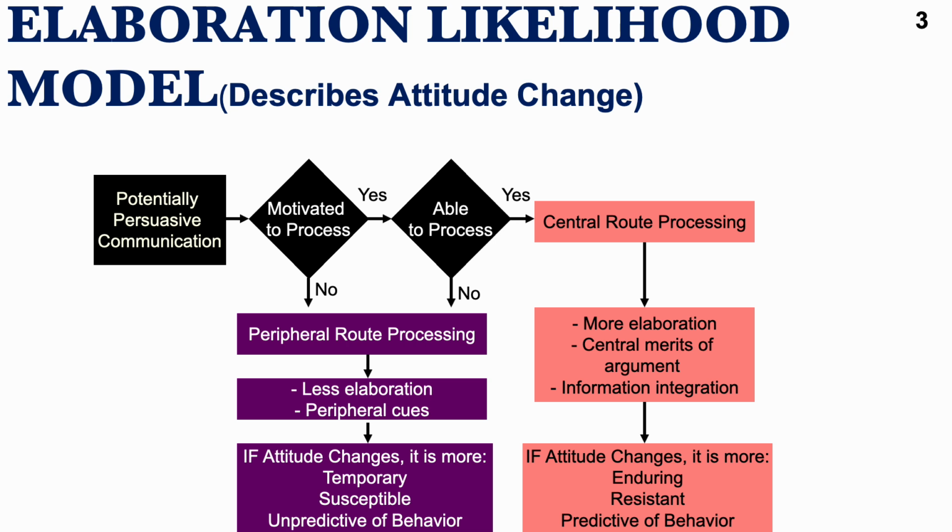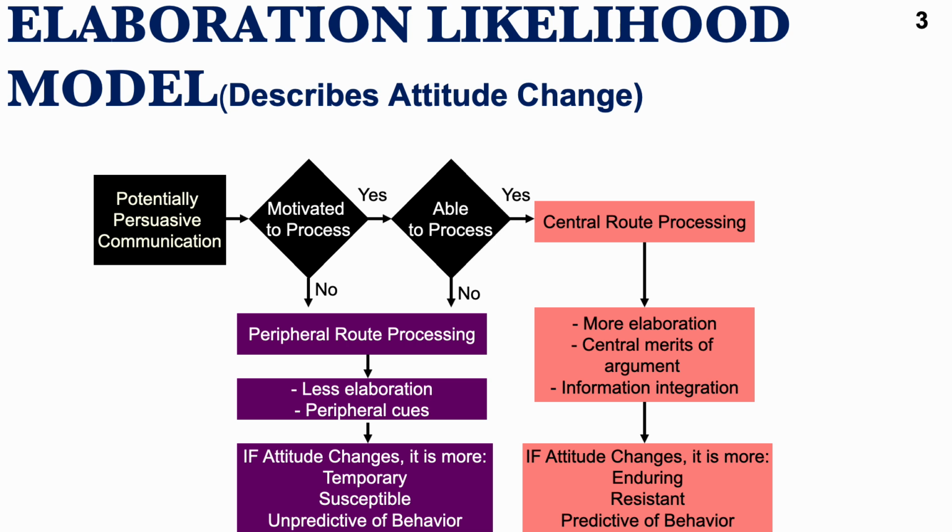So let's say they are motivated to process the information. So yes, do they have the ability to process the information, right? And that could be for a variety of reasons. Maybe they don't understand. Maybe it's in a different language. Maybe their skill level isn't there. Maybe they can't really understand it because they have like 9 kids screaming in the background, something like this. But let's say they are able to process the information.